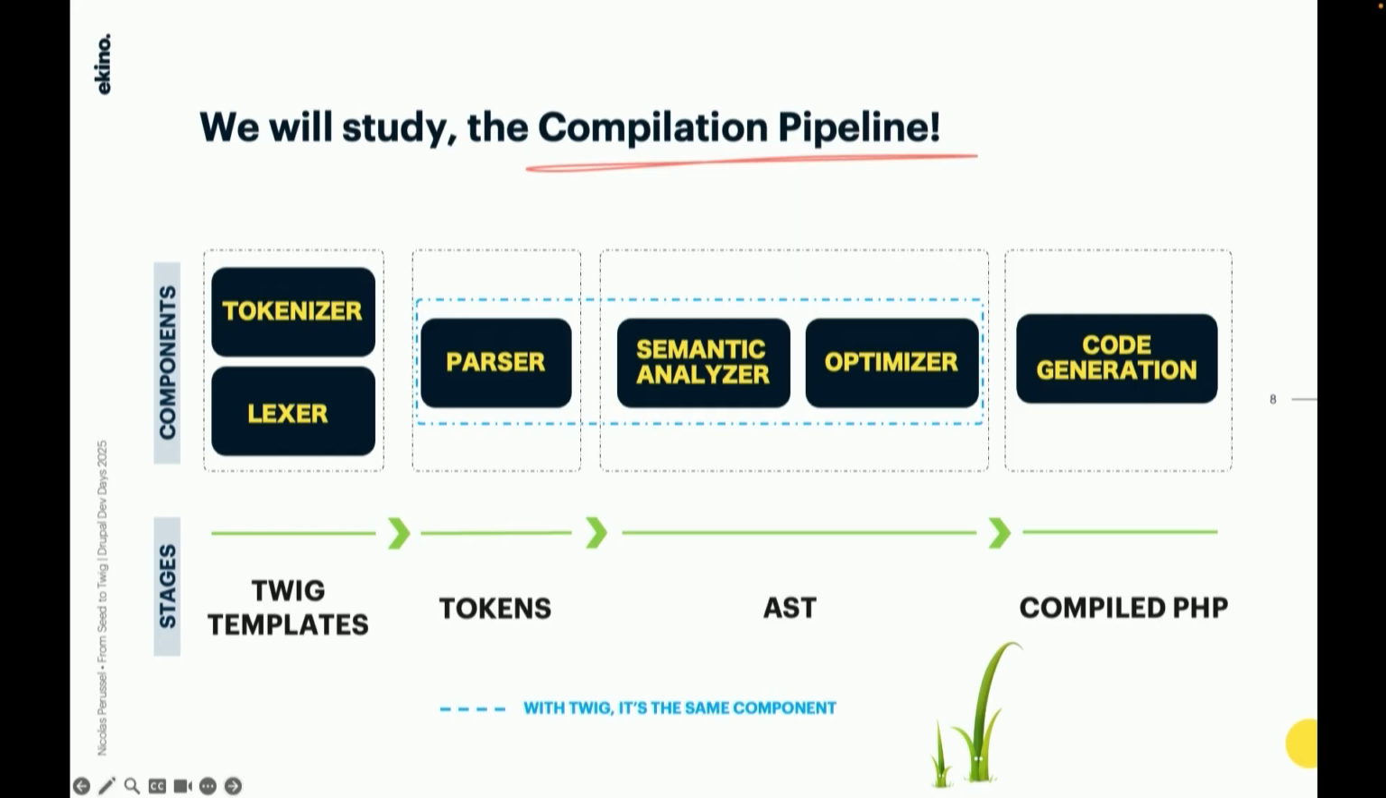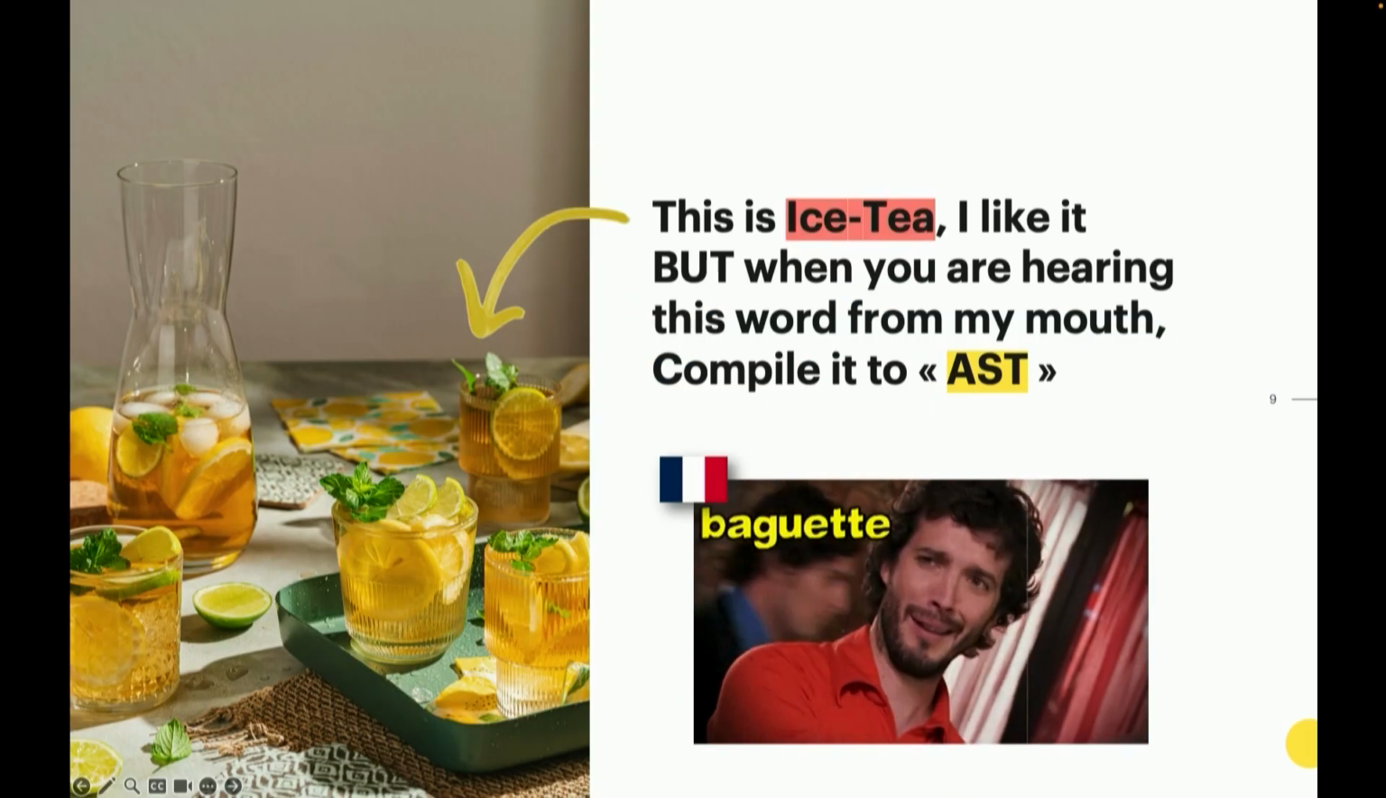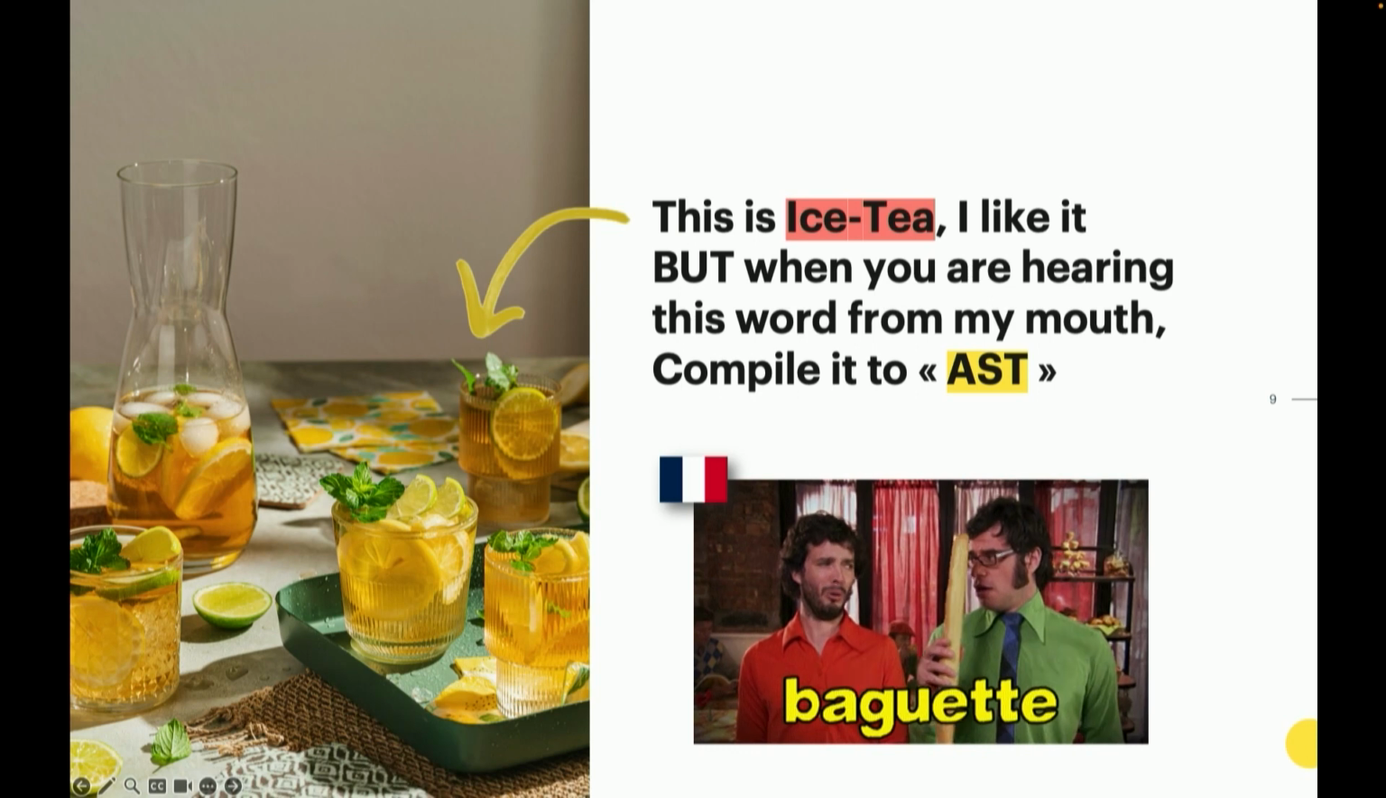From this example, we will study the compilation pipeline process. There are a lot of components that will be introduced during this talk. It's not a deep dive into each component, it's just a huge overview to give you some vocabulary or some insight about how it works under the hood. We have the tokenization phase and the lexer phase. We will study this after. We have the parser, semantic analyzer, a phase of optimization, and after, the code generation. Sometimes I say AST. It's difficult for me to say, so sometimes you will hear AST, compile it to AST.